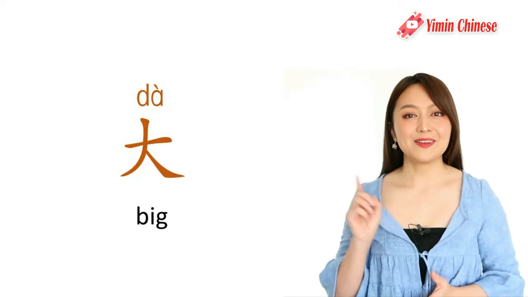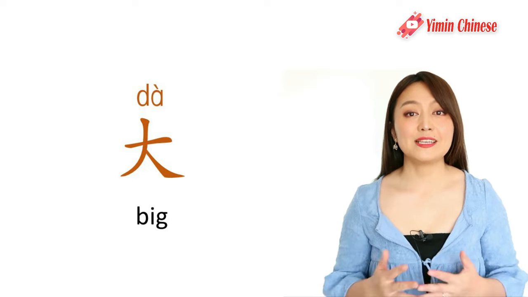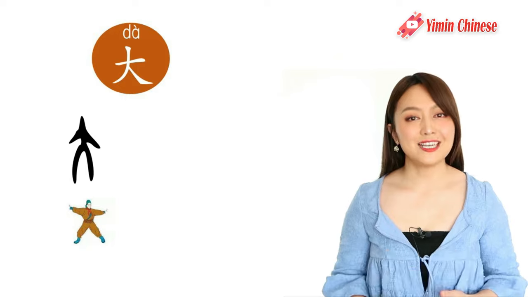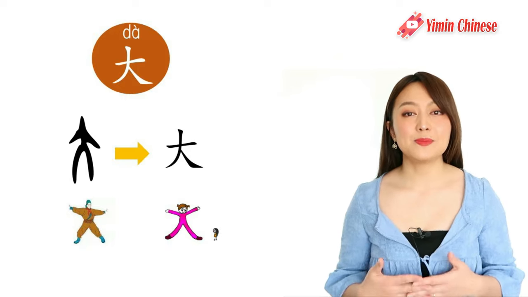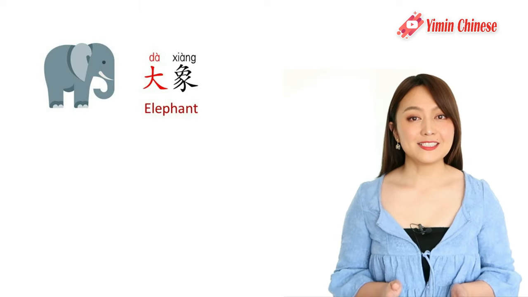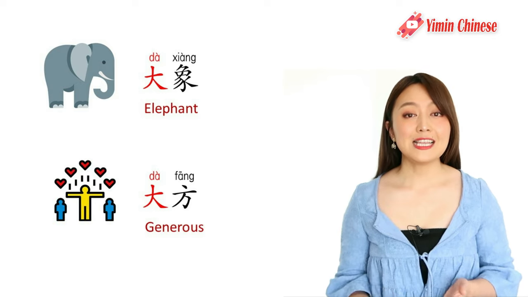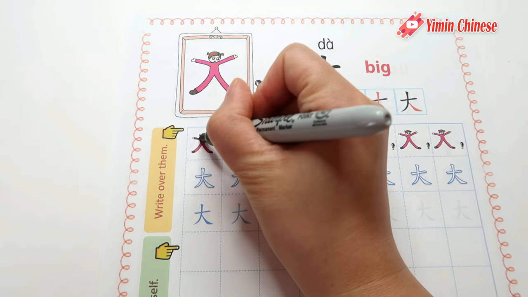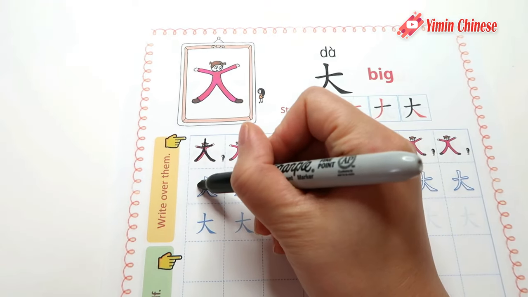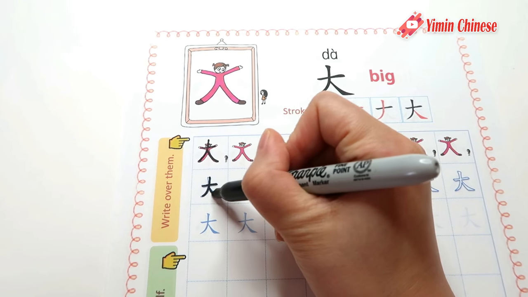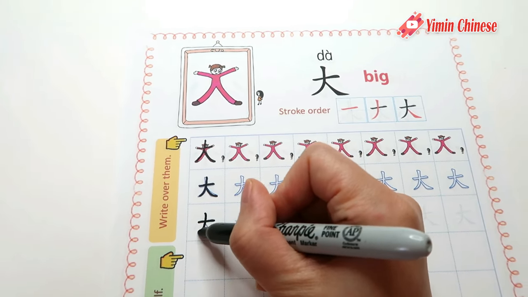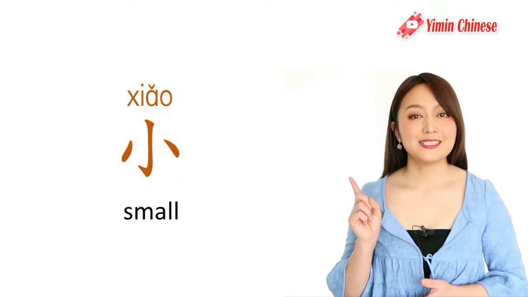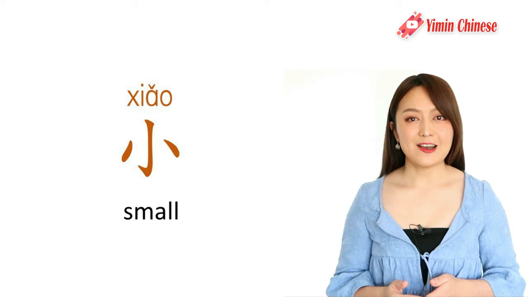Okay, another character, 大. It means big. Da is very similar as the previous one, but with one more stroke. The original shape was like this. It's a drawing of a adult, and now it writes like this. Example words made with this character: 大象, elephant, or 大方, generous. Now let's write the character. Next character, 小, it means small.